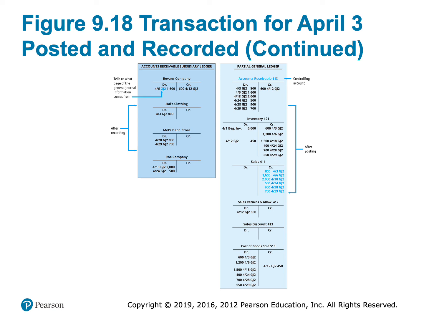So here I can see that I've done that for every company. So here's Bevan's company, where I debited for $1,600, and then they had a sales return for $600. I've got my post from Hal, my post from Mel, my post from Roe. And notice if I add up all of these balances, they equal the balance in the control account.